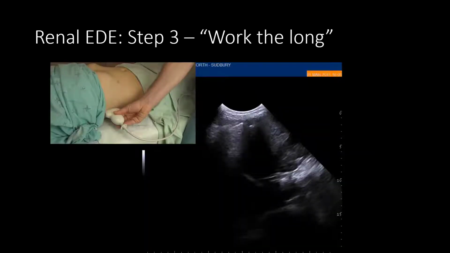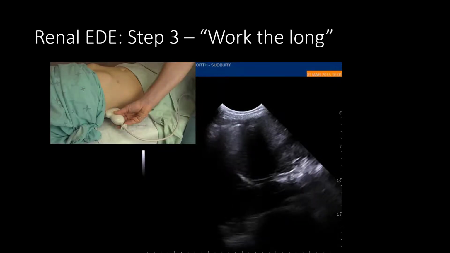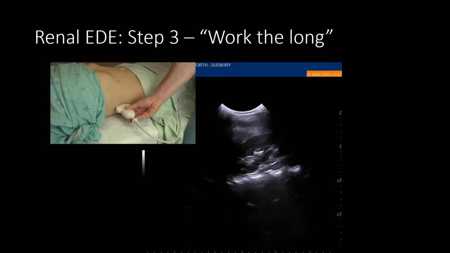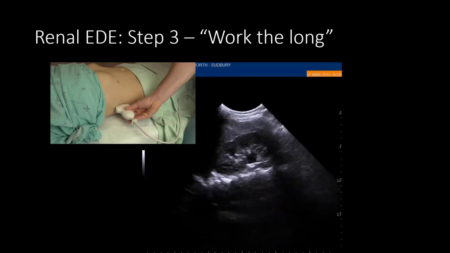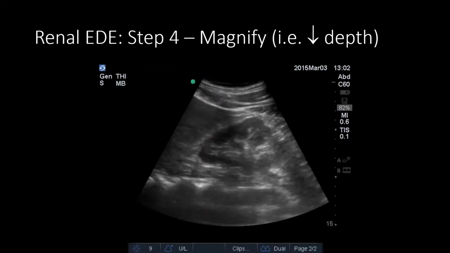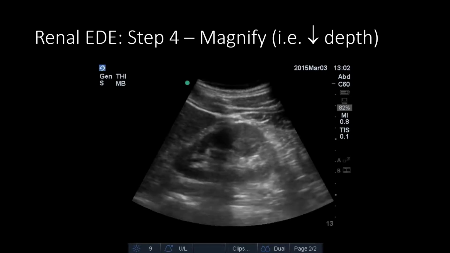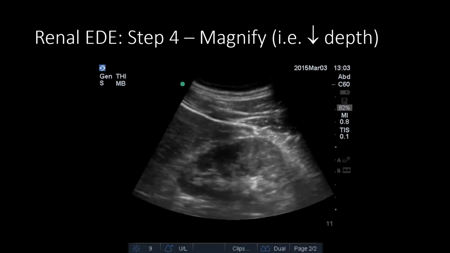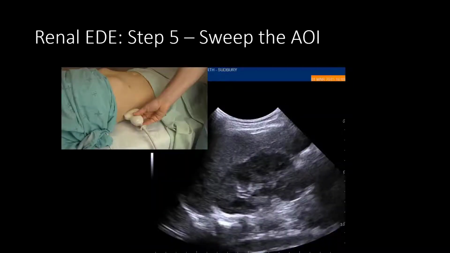Because the initial probe placement has the probe cephalad to the kidney in almost everyone, at step 3, you then need to slide the probe caudad to center the kidney. Once the kidney is centered, you need to magnify it by decreasing the depth at step 4. Then at step 5, it's time to sweep your area of interest.